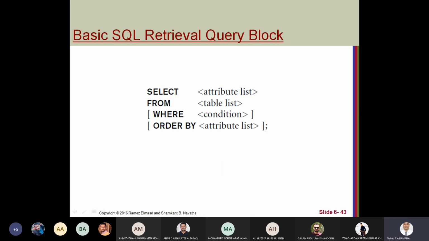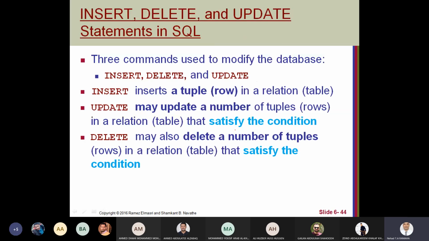About the retrieval query, this is a basic one. We have the select, from, where; where is not necessary. That's why we put it between parentheses. These two parts are necessary. You cannot have a select statement without select and from. Where and order by are optional, depending on what you need from the SQL statement.